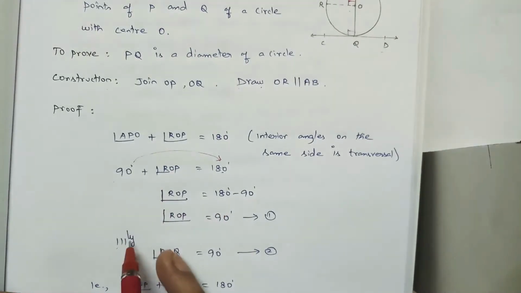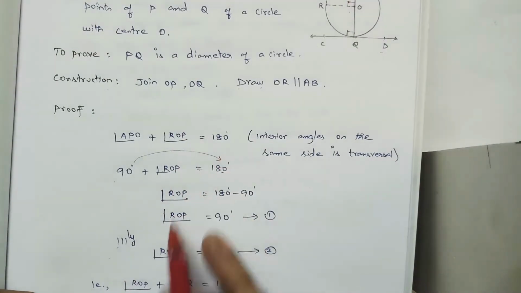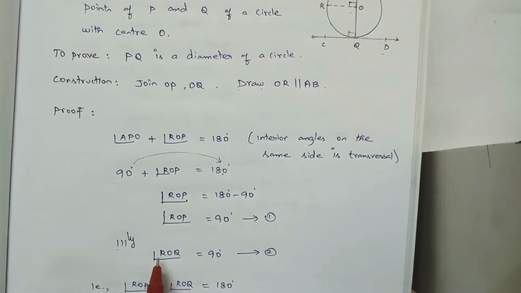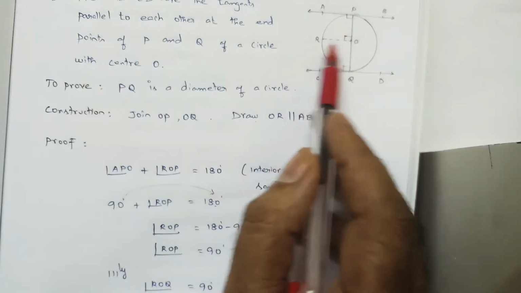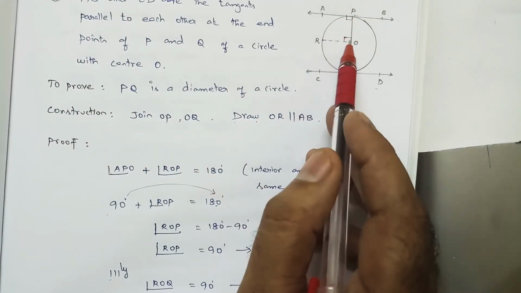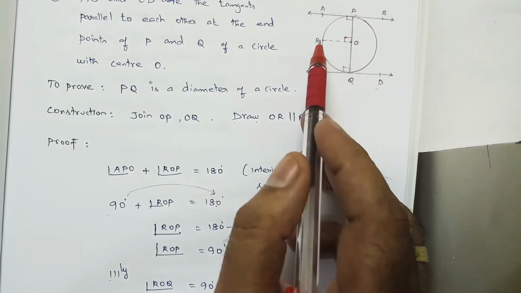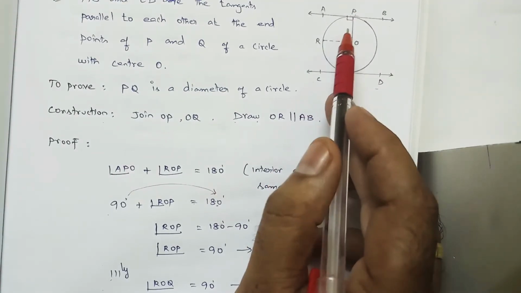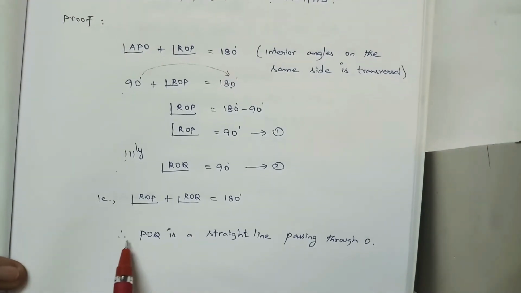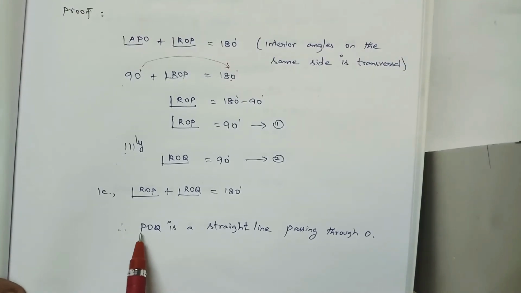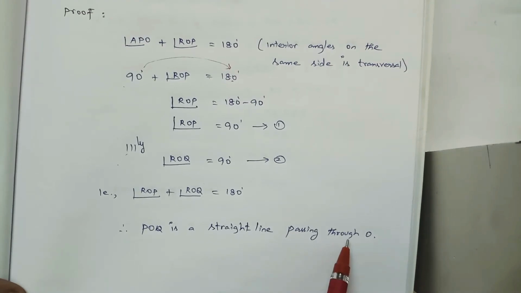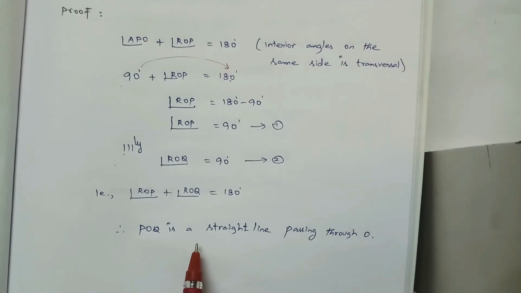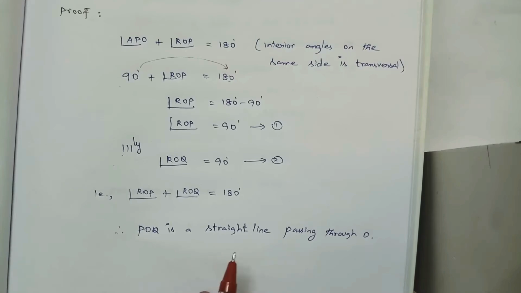If you want, you can write all those steps once again and finally write: angle ROQ is equal to 90 degrees, taking these as equation numbers 1 and 2. Now see that ROQ is 90 degrees and ROP is also 90 degrees. 90 plus 90 is equal to 180 degrees. Therefore, POQ is a straight line passing through O. That is, PQ is a diameter of a circle. Hence proved.